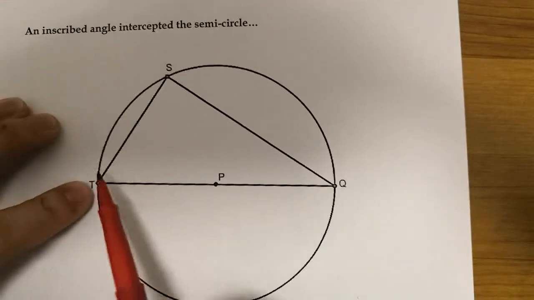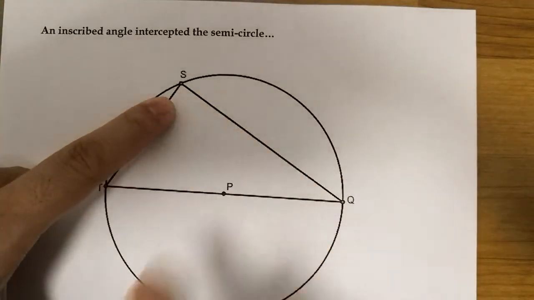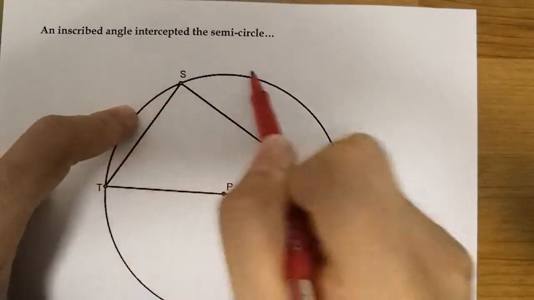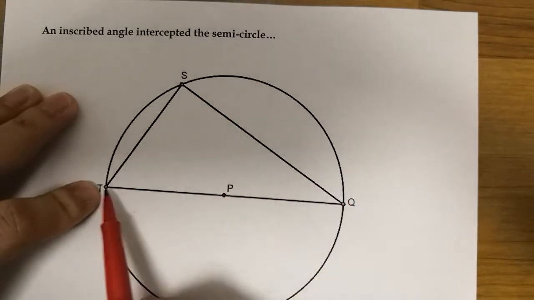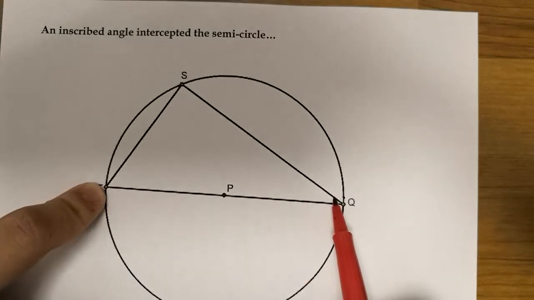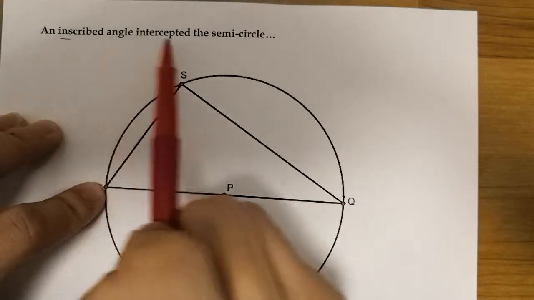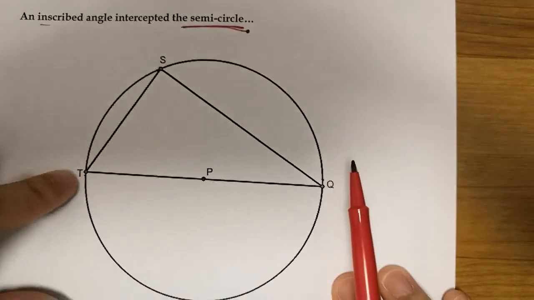Okay, so the last piece is a very special type of inscribed angle. As you can see, this is an inscribed angle, because if you check the two endpoints, the vertex is on the circle. But the very special part is that these two endpoints are the two endpoints of the diameter. So when an inscribed angle intercepts the semicircle, which is half the circle, what happens to this angle?